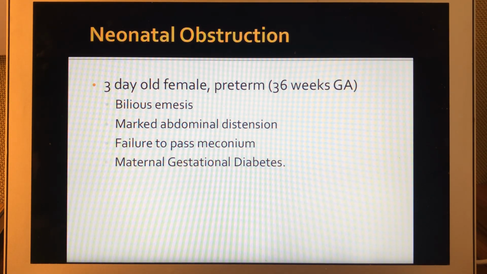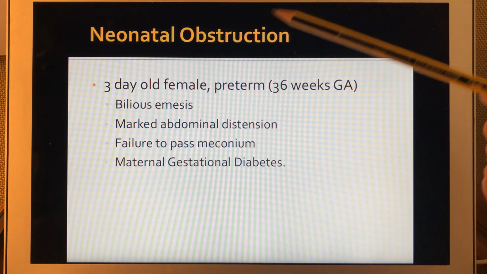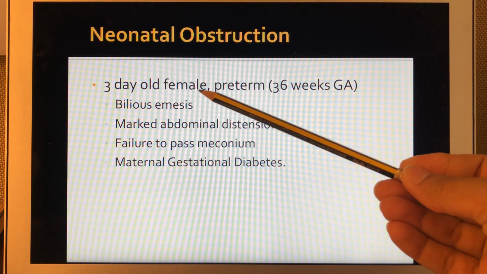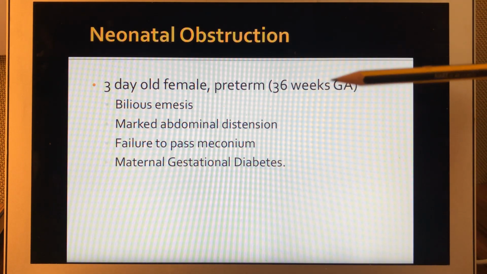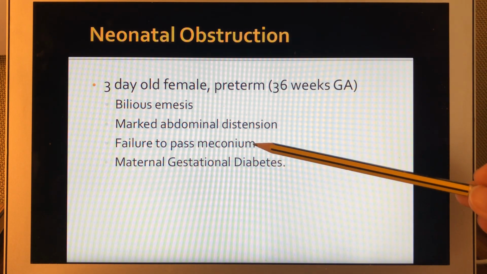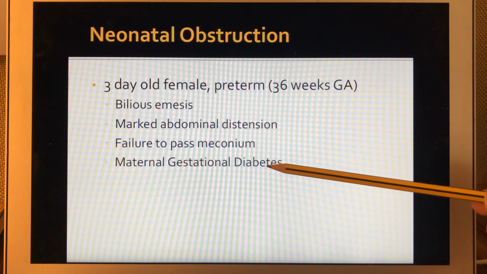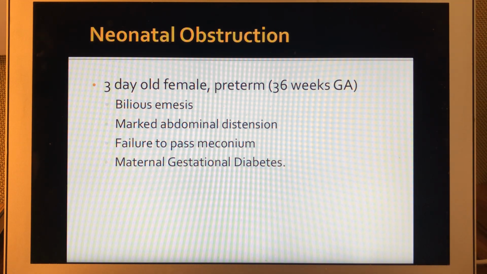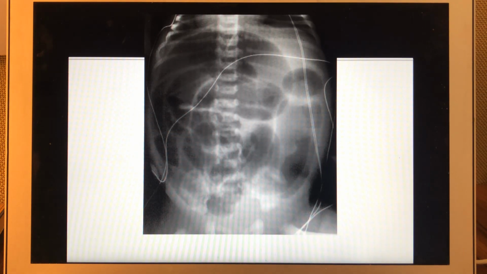Third scenario: 3 days old male preterm, born at 36 weeks of gestation, presented with bilious emesis, significant abdominal distension, and he's failing to pass meconium. The mother has a history of gestational diabetes. So again, he's only 3 days old, bilious emesis, abdomen distended. You should think about congenital bowel obstruction. Not only that, baby is not passing meconium, and maternal gestational diabetes is a hint for one pathology, which we'll talk about later on.